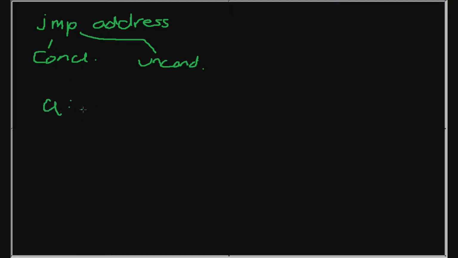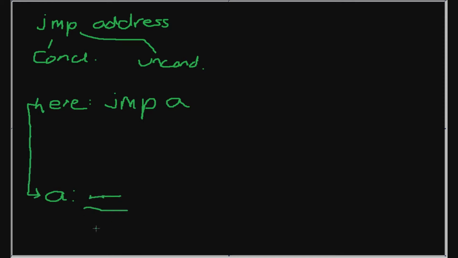So let's say you're at some address here, and then over here you have the jump instruction. You want to jump to A, and A is somewhere here. Then when the instruction pointer is here, and you execute the jump A instruction, the control flow will go from here to A. So control flow resumes at A.